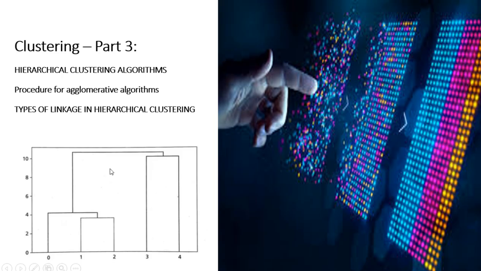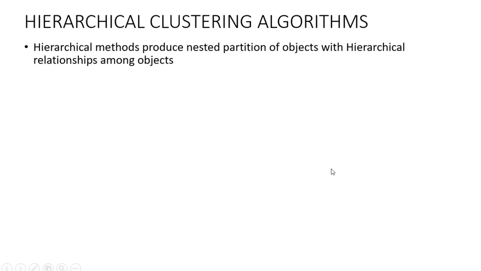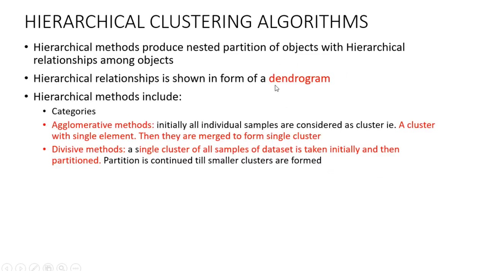So a dendrogram is something like this. This is the dendrogram, where we are trying to represent the hierarchical relationship between the objects. Now hierarchical clustering includes three different categories: agglomerative methods and divisive methods. Agglomerative, as the word itself says, means joining together. The meaning of agglomerative is we join them together or merge them together.